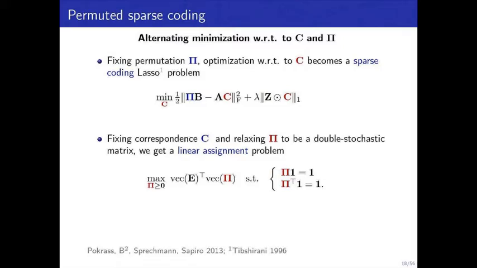And we alternate these stages. We can actually prove that this alternating minimization converges. Unfortunately, we cannot prove yet, at least, that it converges globally, but in practice, we see that it converges quite nicely. At least we have not seen any local minima in our experience.